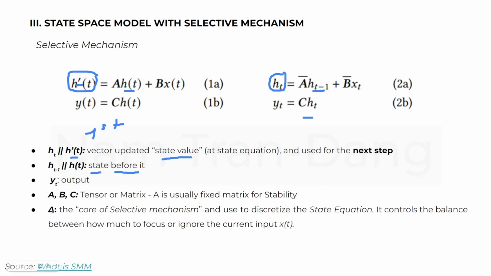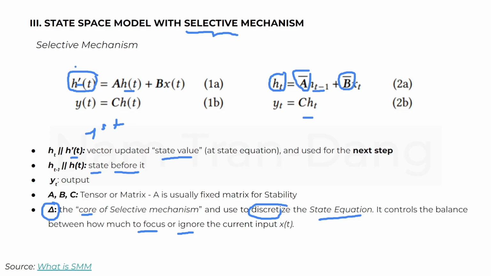models. Meanwhile, we then have the question: where does the selective mechanism come from? The selective mechanism comes from the delta, which is here. It is the core selective mechanism, and we will use it to discretize the state equations. It controls the balance between how much we focus on or ignore the current input. So we can see on the right side here, the A with the note here and the B here are going to be passed into the GPU.